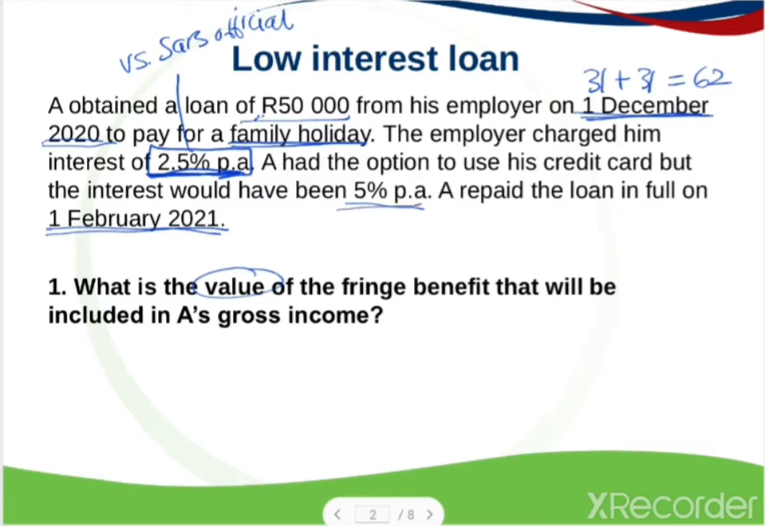What about this 5% that he would have had to pay if he'd used his credit card? That information is not relevant. It represents a market-related rate, but that's not what we use for purposes of this fringe benefit.